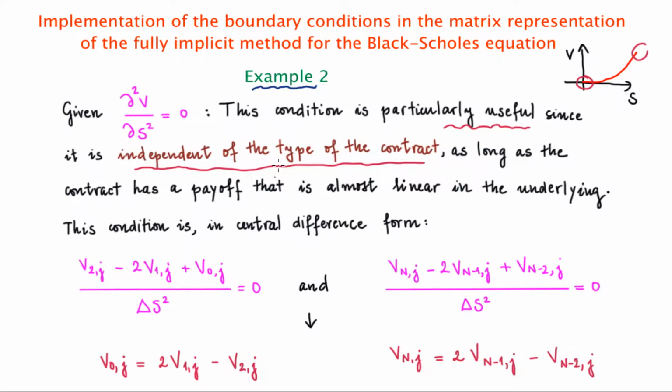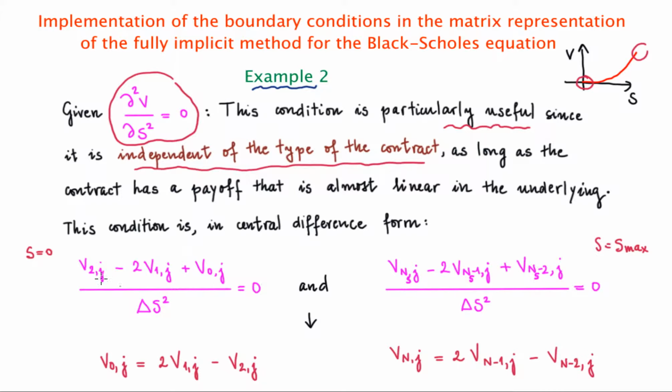So in case the payoff is almost linear in the underlying, this is satisfied. And we're going to implement that on both sides, at S equals 0 and at the maximum S. For that, we are going to consider a finite difference representation for the second order derivative of V with respect to S, and we already know how to do that. This is the finite difference representation we have on both sides. This one is close to S equals 0, and this one is close to S equals S max, where the maximum index will be NS.